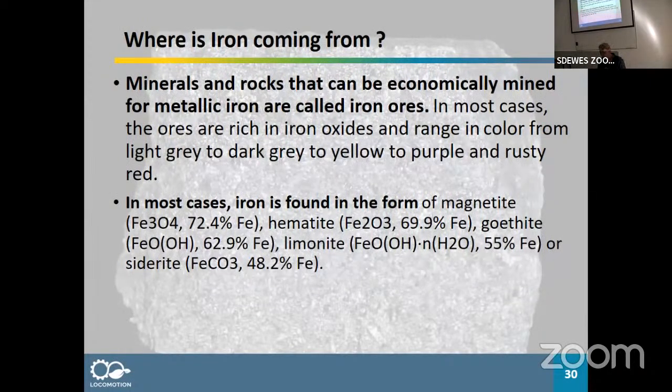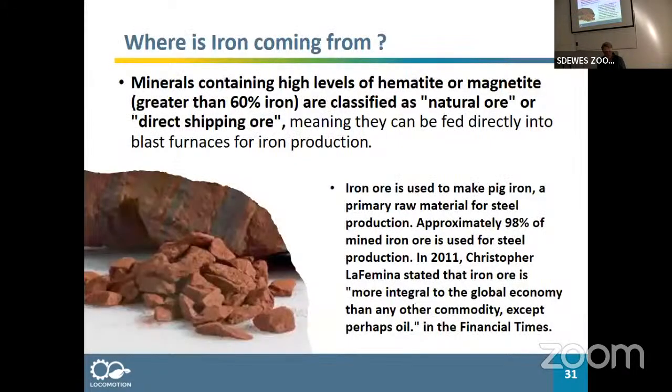We find it in iron ores, and they have different colors. They can be gray, they can be yellow, they can be purple, they can be rusty. And mainly magnetite and hematite. There are also other ones, limonite or goethite or siderite, but that's where you find them. And they have a high iron content. So these iron ores are direct shipping quality, so they have 60% iron content.